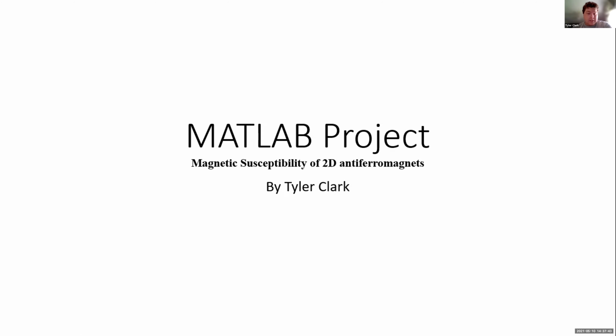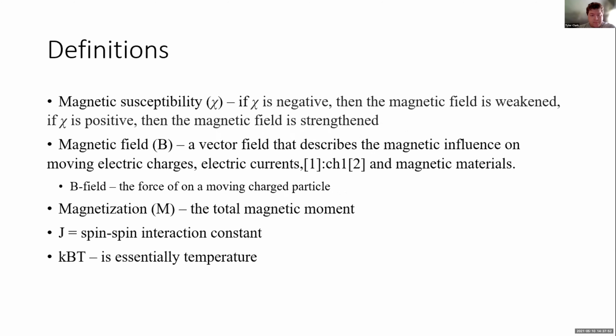So my project was on magnetic susceptibility of the 2D antiferromagnetic alpha chloride. Some things to be aware of in this project is the magnetic susceptibility, χ. If χ is negative, then the magnetic field will be weaker. But if χ is positive, the magnetic field will be stronger or strengthened.